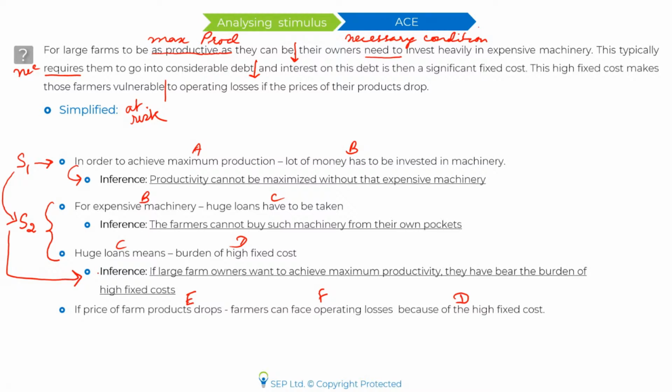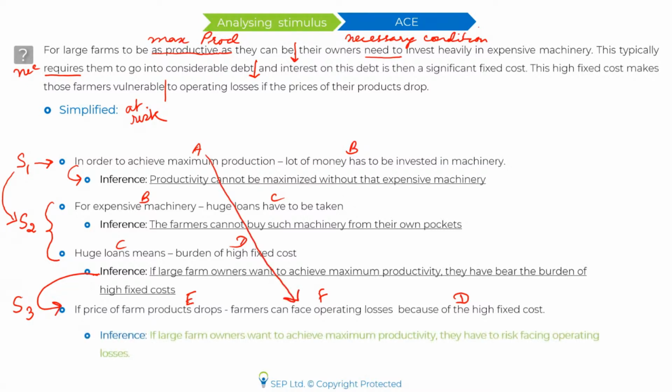Now, if I connect this inference, the one that I last drew, to this sentence, which is my sentence 3, ultimately, what am I going to conclude? If large farm owners want to maximize productivity, they have to take the risk of operating losses. That means if they want their farms to produce as much as those farms can produce, there will always be that risk. Do let me know, all of you out there, if this process is clear.